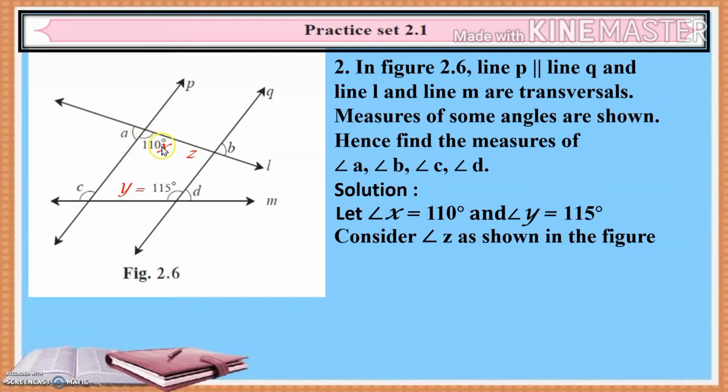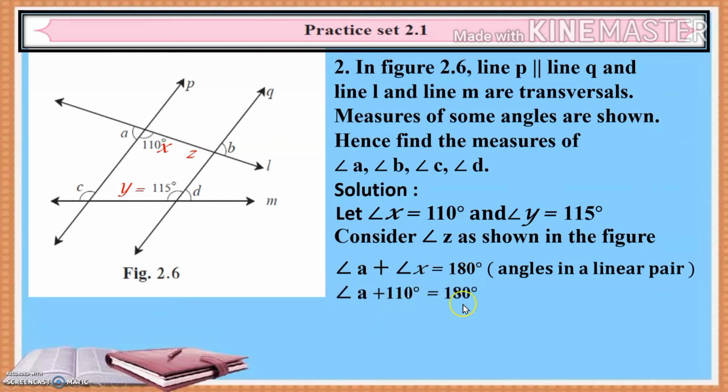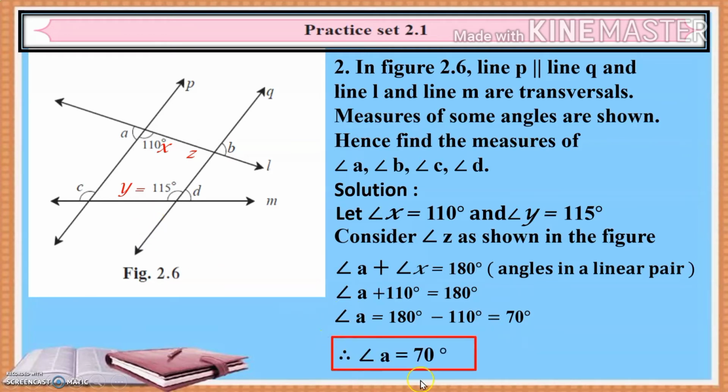Now we know angle A and angle X form a linear pair of angles. So angle A plus angle X will be 180 degrees. So angle A plus 110 will be 180. So angle A will be 180 minus 110 equal to 70 degrees. This is how we put the answer in the box.